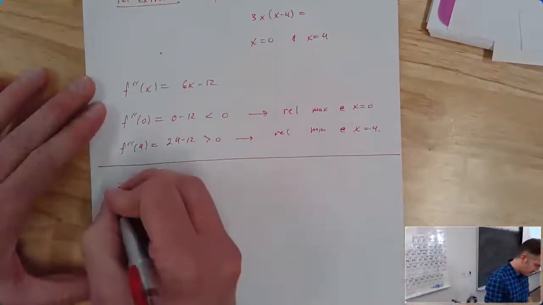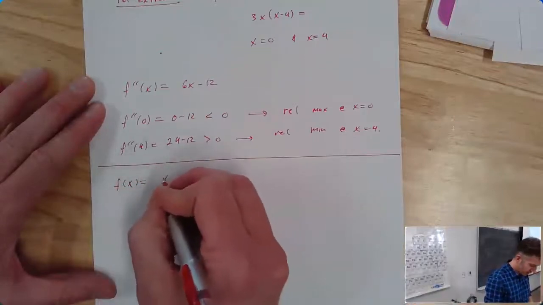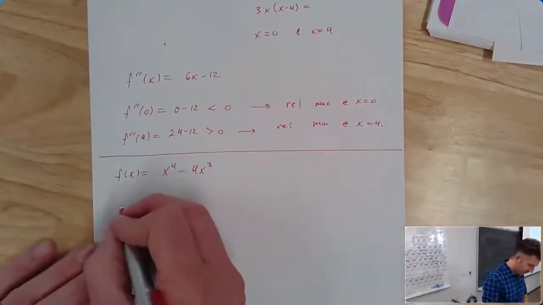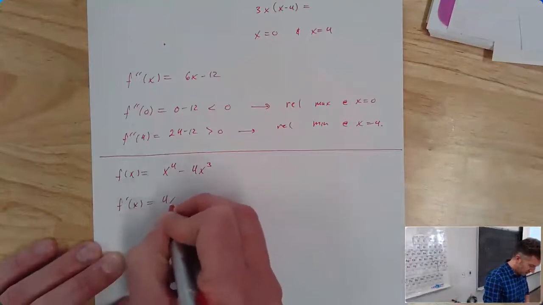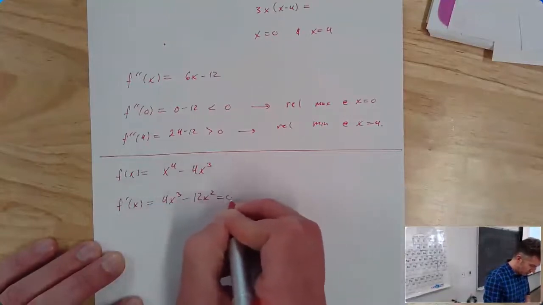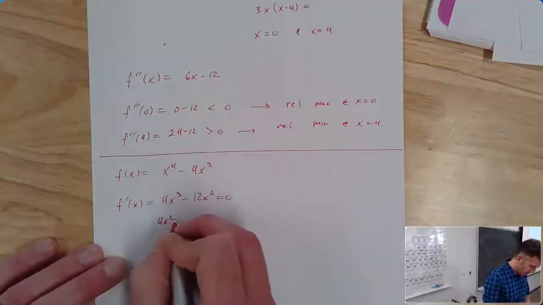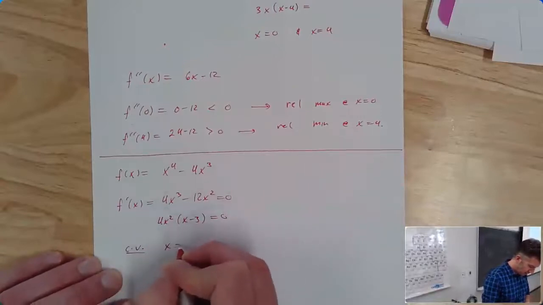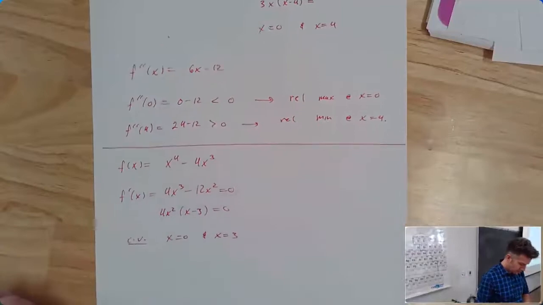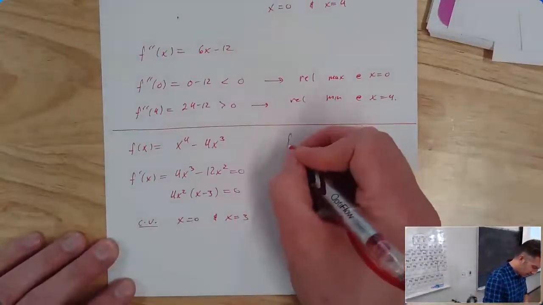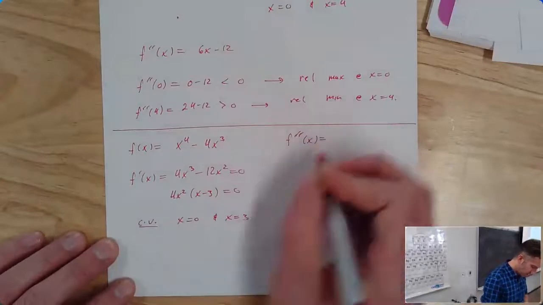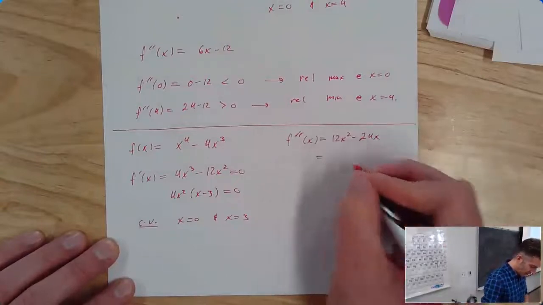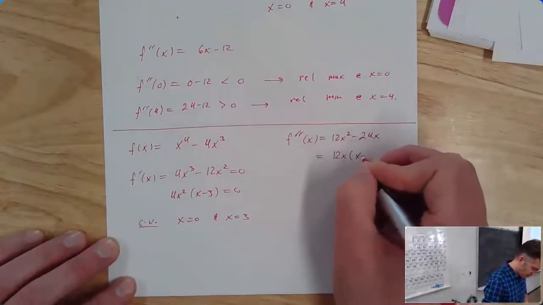Let's say we had f of x equal to, this other good one, x to the 4th minus 4x cubed. So now if I take the first derivative, I get 4x cubed minus 12x squared equal to 0. I factor out a 4x squared with an x minus 3. So my critical values are x equal to 0 and x equal to 3. The second derivative, f double prime of x, is equal to 12x squared minus 24x, or, as I would factor this, 12x times x minus 2.